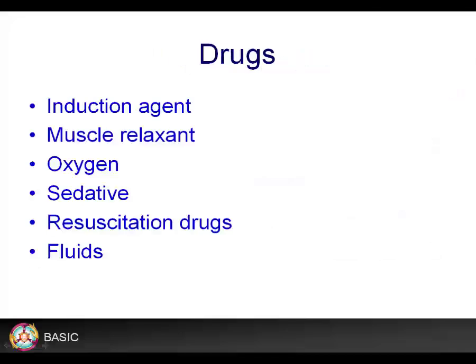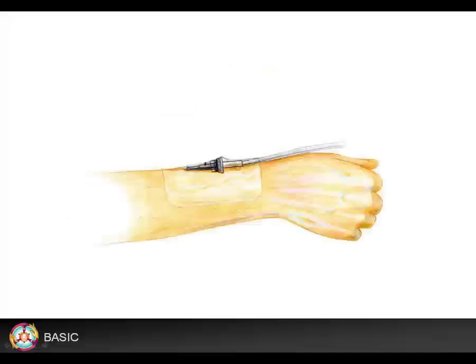We will also need drugs, including an agent for inducing anesthesia, muscle relaxant for producing paralysis, oxygen, a sedative to keep the patient sedated when the induction agent wears off, resuscitation drugs, and fluids. Administration of these drugs requires reliable IV access. Check that a cannula is in place and is working.